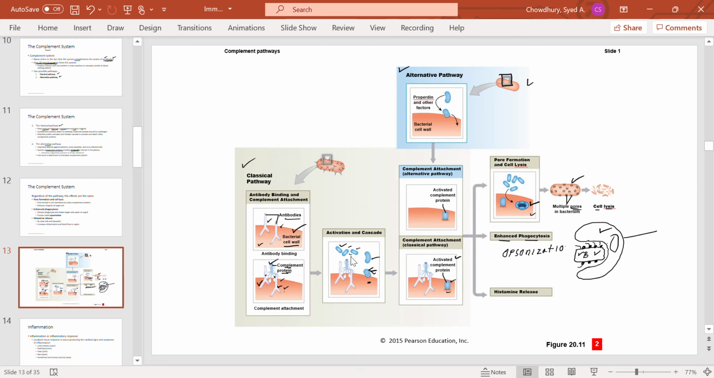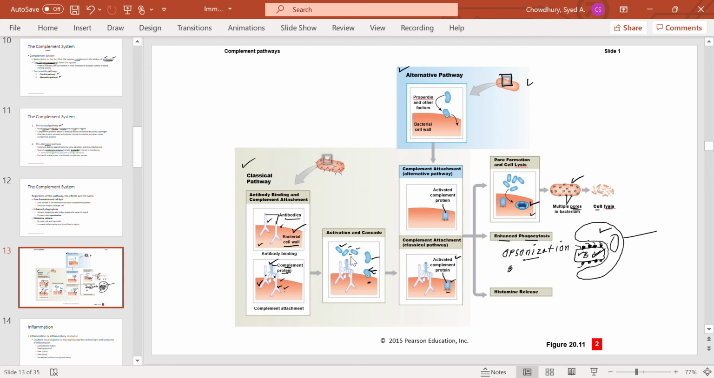The term opsonin is side dish. After you eat dinner, you have a side dish. So that is the term opsonin, and these are the opsonins, complements, and will make it delicious for the phagocytic cells.